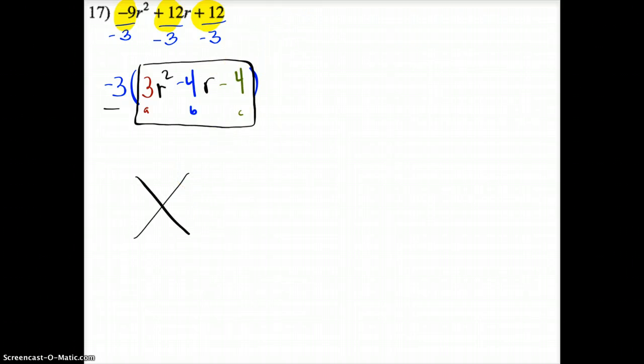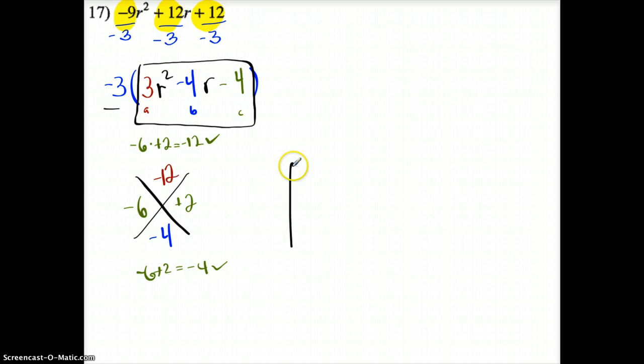Okay, so A times C, 3 times -4 should be -12. On the bottom, our denominator should just be the -4. Okay, and my two mystery numbers in the middle that make up these numbers, I don't know, 12, 6 and 2, -6 and +2. Okay, let's double check. -6 times +2 equals -12. Good with that. -6 plus 2 equals -4. I'm good with that. They both work. Okay, so there's the X. Here's the box.